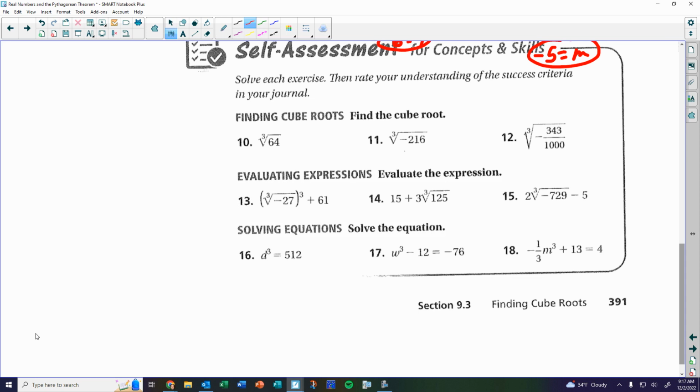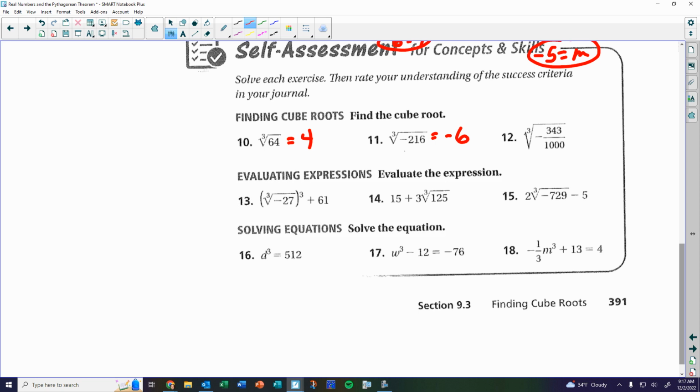Cube root of 64. Who can tell me the cube root of 64, Braden? It is 4, right? 4 times 4 times 4 is 64. What about the cubic root of negative 216, Marco? Negative 6. Remember, cube roots can have negatives in the root, where square roots couldn't.